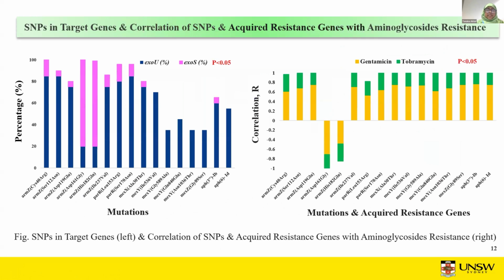I also did the same type of analysis with aminoglycoside resistance genes, that means the genes that are associated with aminoglycoside resistance. I found that mutations in MexY and MexZ are exclusively present in the ExoU group, and with the exception of these two mutations, all mutations had significantly higher prevalence in the ExoU group, and these two mutations had higher prevalence in the ExoS group. Correlation study indicated that except these two mutations, all mutations had significantly large correlation with gentamicin, and in terms of tobramycin, they showed moderate to strong correlation. In addition, these two acquired resistant genes also showed association with aminoglycoside resistance.